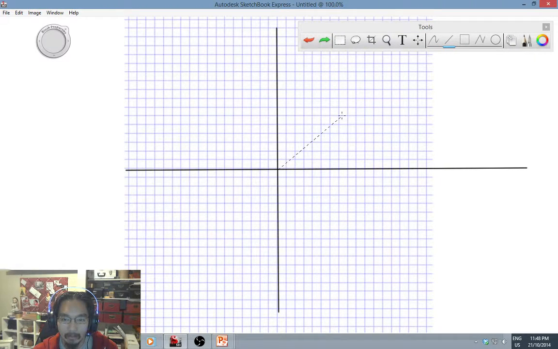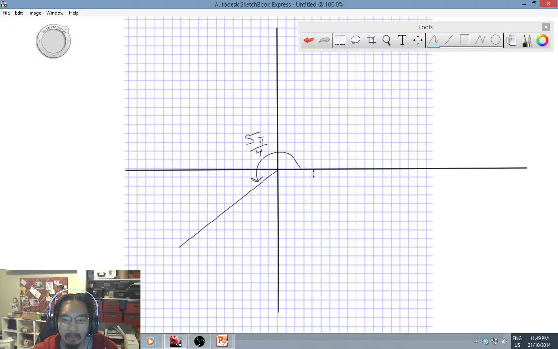Somewhere is pi over 2, pi, probably something like this. This is 5 pi over 4. There we go. Okay, so find coterminal angles for this.